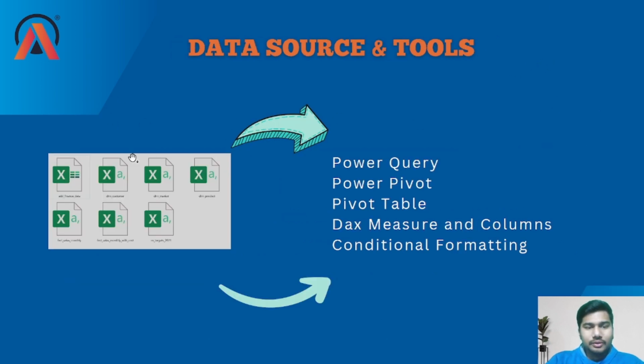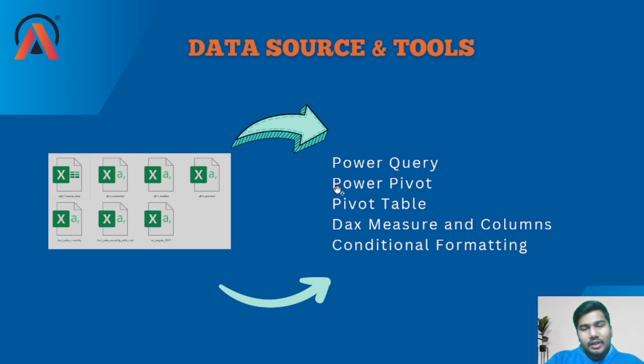Data sources and tools. The data which was provided was in CSV file, and the tools which were used were Power Query, Power Pivot, Pivot Table, DAX measure and columns, conditional formatting. In the Power Query, firstly, all the data was transformed in Power Query. In the transform section, we also did cleaning, such as there were some duplicate values, we removed that in Power Query, and then we loaded the data.